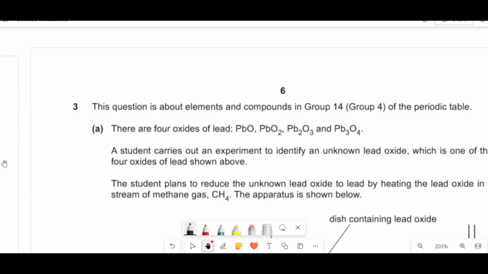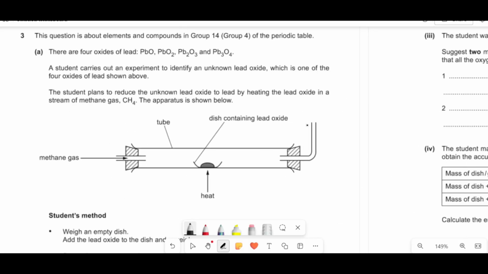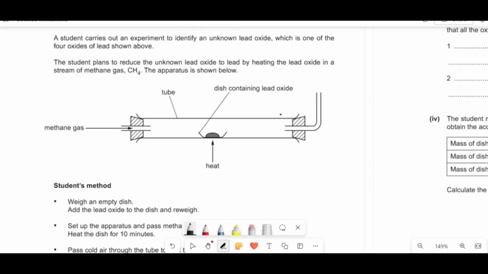Done. So this question's about groups and elements in group 14, or group 4, in the periodic table. There are 4 oxides of lead. A student carries out an investigation to identify an unknown lead oxide, which is one of the 4 as shown above. They plan to reduce the unknown lead oxide by heating it in a stream of methane gas, and the apparatus is shown below.